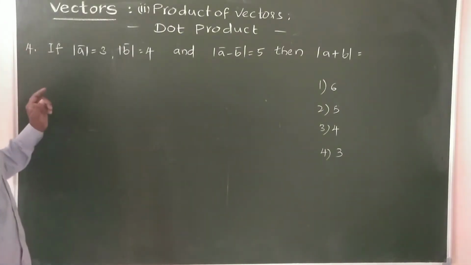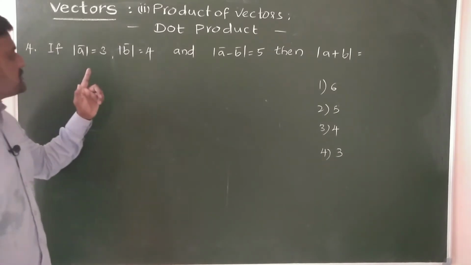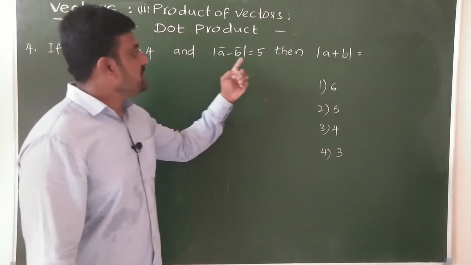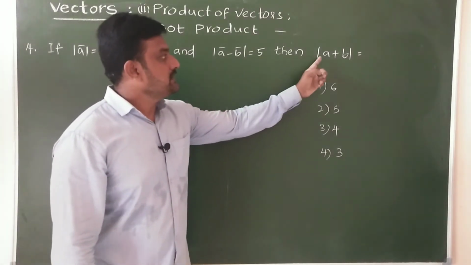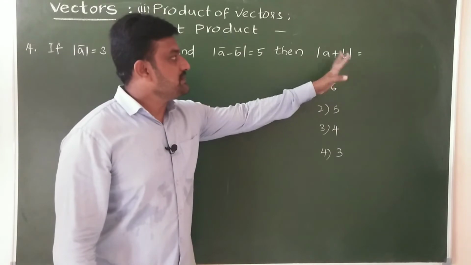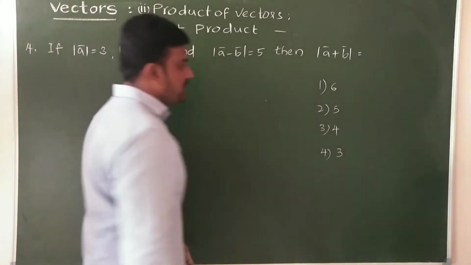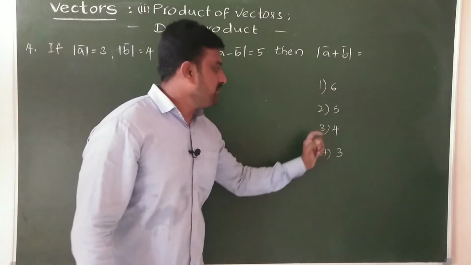Now the question is: if mod A equals 3, mod B equals 4 and modulus of A minus B equals 5, then find mod A plus B. Here A and B are two vectors. Options are 6, 5, 4, 3.